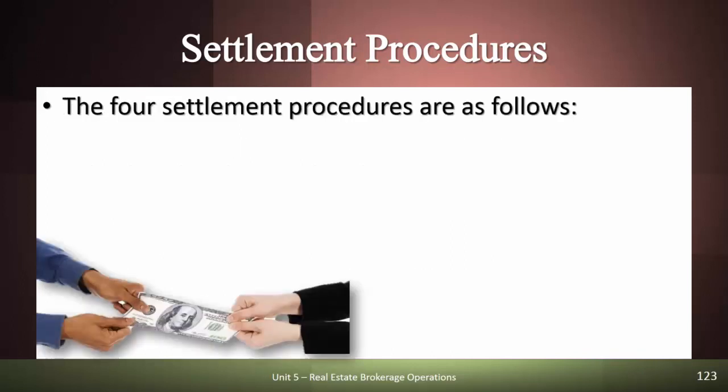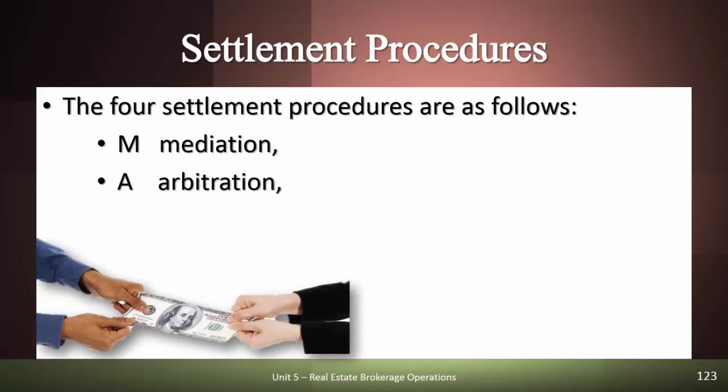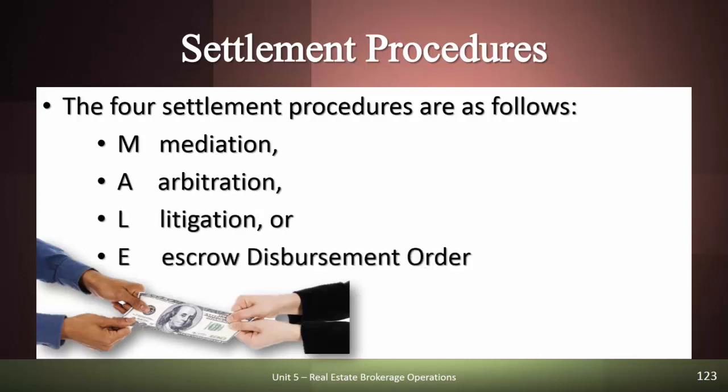Now, once you let FREC know within 15 days, the settlement procedures that you can choose from to solve these conflicting demands are as follows. And it's another acronym, this time MAIL. We have M for mediation, A for arbitration, L for litigation, or E for escrow disbursement order.